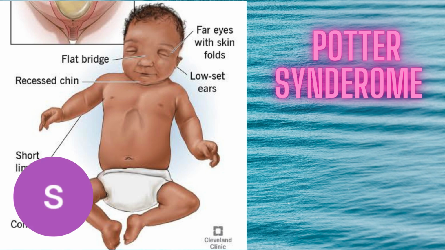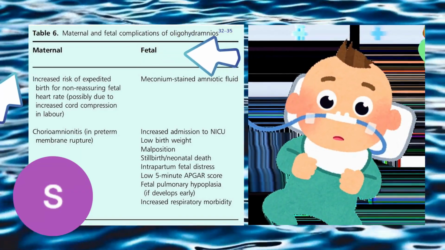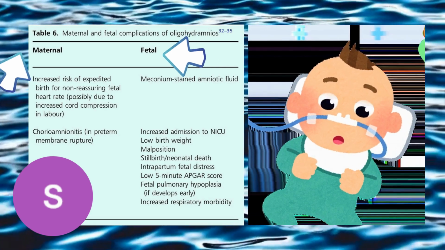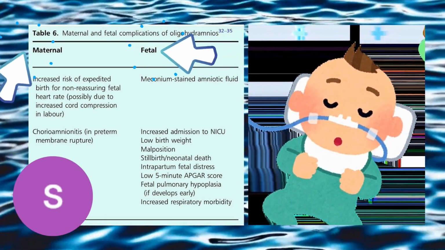The lack of amniotic fluid leads to fetal compression, giving rise to the characteristic Potter facies, which include flattened nose, low-set ears, recessed chin, and epicanthal fold. Reduced fluid also restricts fetal movements, resulting in limb deformities and contracture. One of the most serious consequences of Potter syndrome is pulmonary hypoplasia, caused by inadequate lung development, which is the leading cause of neonatal death in affected infants. This is a table from the article for the maternal and fetal complications of oligohydramnios that have already been discussed.